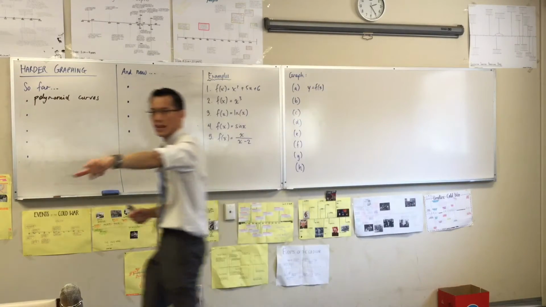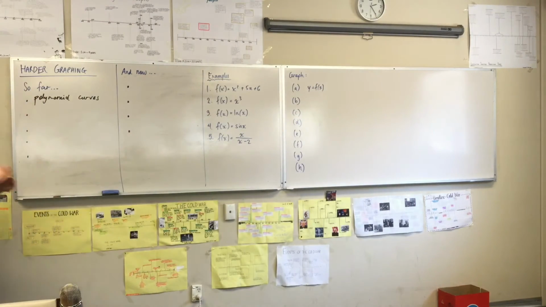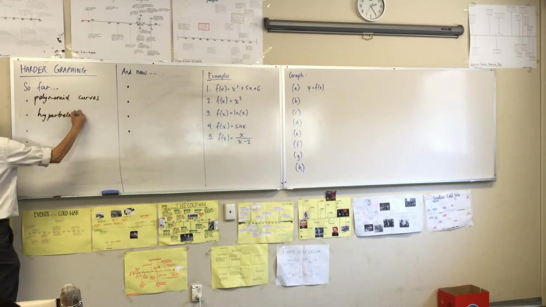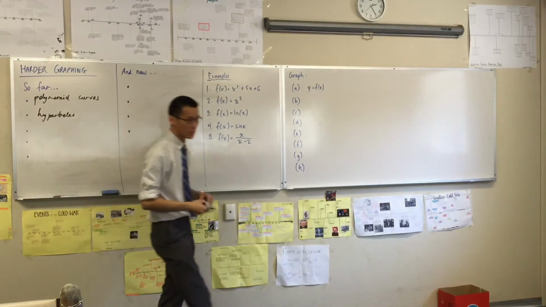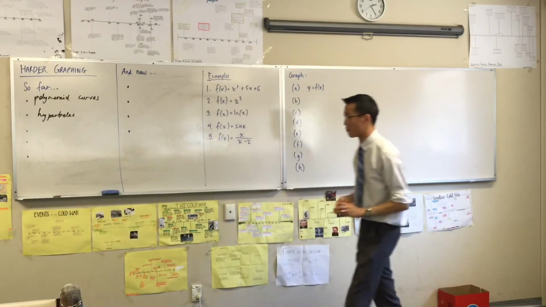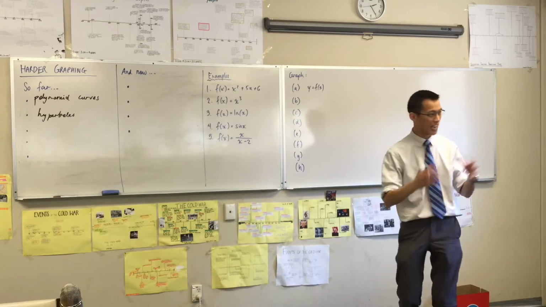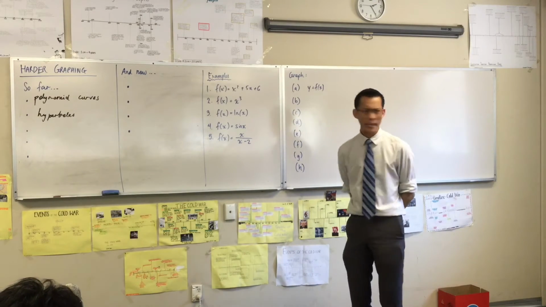I heard another one starting with H. Who said it over here? Hyperbolas, thank you very much. Hyperbolas are quite different. Polynomials have no discontinuities in them. And hyperbolas, they're kind of characterized by having those features and asymptotes and all that. Okay, they're two big families.